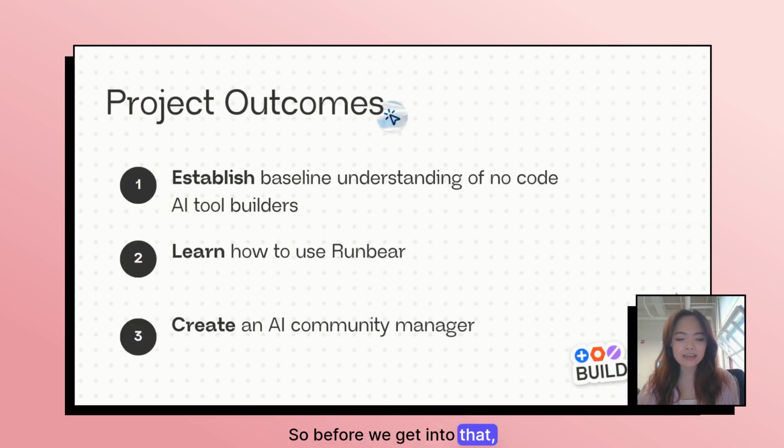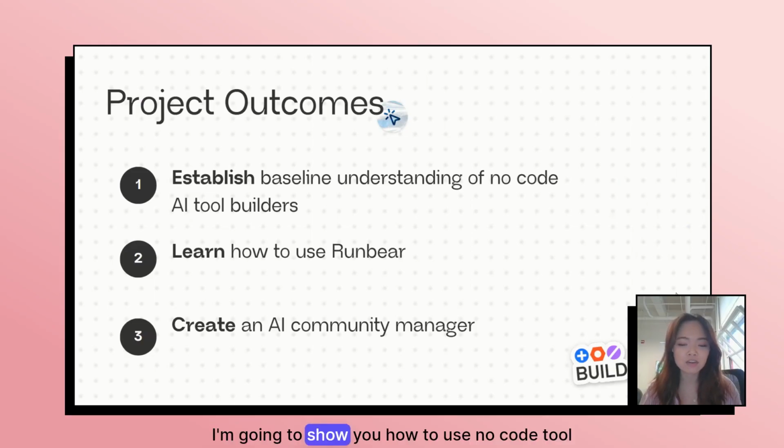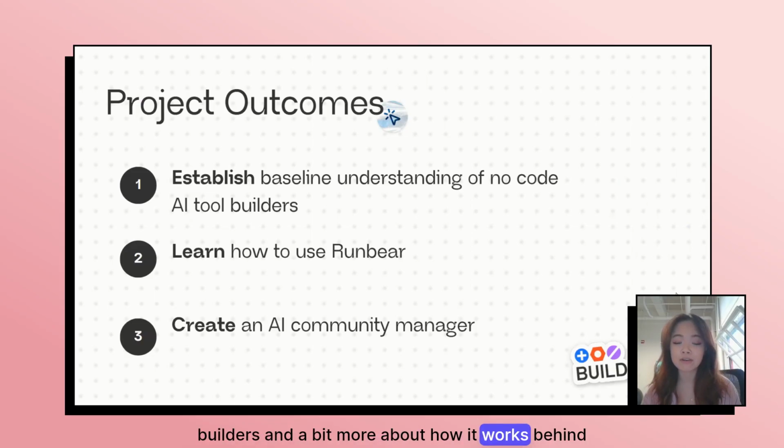So before we get into that, in terms of the goals for the next 10 minutes we have together, I'm going to show you how to use no-code tool builders and a bit more about how it works behind the scenes. Secondly, I'm going to step you through the Runbear platform. And then lastly, I'm going to show you how to build an AI community manager. And you can completely tailor it to work in your environment and for your community. So if you have community values or principles, we can completely fine-tune it towards that.